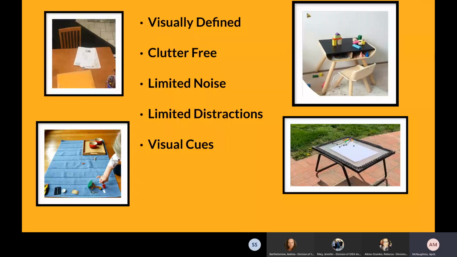We want parents to do what works best for them, to provide a place where children can have their own space with homeschool essentials, and to keep everything in the same place where it's easy to find when it's time for school. These spaces should be visually defined, clutter-free, with limited noise and limited distractions, and with visual cues. And these task and activity boxes are helpful to provide a place for each skill that the child is working on.